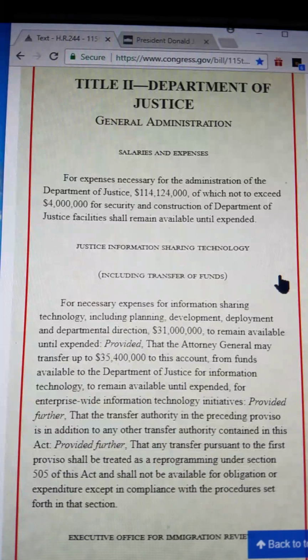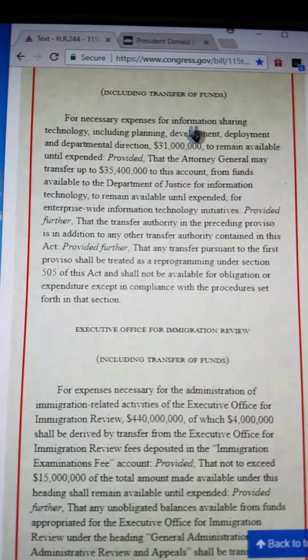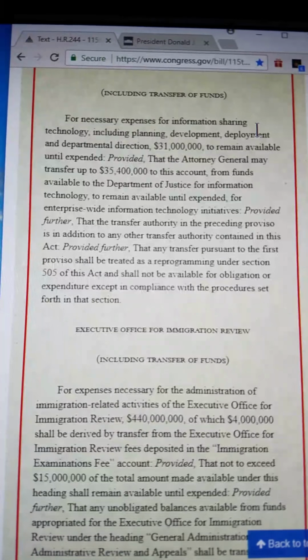Justice Information Sharing Technology, for necessary expenses for information sharing technology, including planning, development, deployment, and departmental direction, $31 million to remain available until expended, provided that the Attorney General may transfer up to $35 million to this account from funds available to the Department of Justice for Information Technology to remain available until expended for enterprise-wide information technology initiatives, provided further that the transfer authority in the preceding proviso is in addition to any other transfer authority contained in this act, provided further that any transfer pursuant to the first proviso shall be treated as a reprogramming under Section 505 of this Act and shall not be available for obligation or expenditure except in compliance with the procedures set forth in that section.